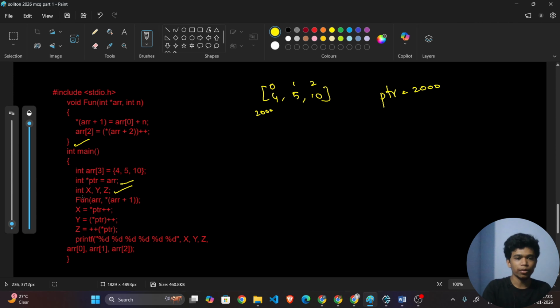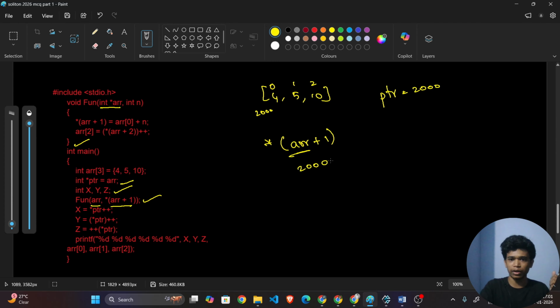Now, I am doing a function call. What is the function call? Function call of array, comma, star of array plus 1. For this array, it will simply be assigning array here. What is meant by star of array plus 1? Array means the base address. This ARR will contain the base address. As you know, whenever we pass an array, it only passes the base address. That's it. So here also, this ARR means it is passing the base address. So the base address is 2000.